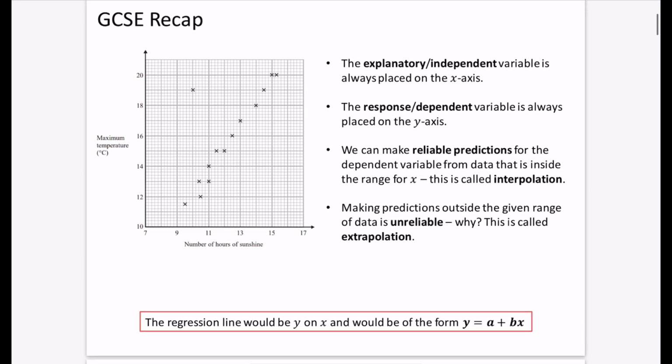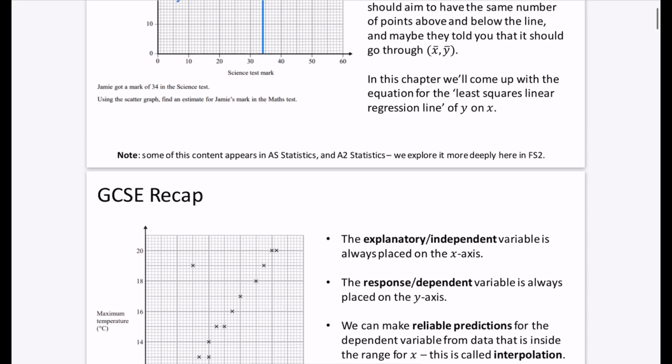So a quick recap from GCSE. You probably weren't expecting to do this as part of your A-levels, but we will do a recap on this still. It says that the explanatory or the independent variable is always placed on the x-axis. So in this case, the number of hours of sunshine should explain what the temperature is. The number of hours of sunshine here is the thing that we are saying is independent, the thing that we are studying. And the response variable, or the dependent variable, is placed on the y-axis. So we think that the maximum temperature will depend on the number of hours of sunshine. That's what we think the relationship will be here.